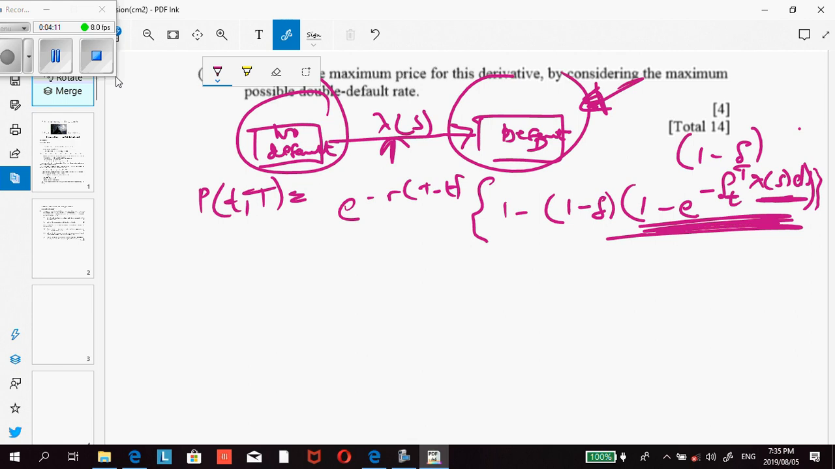Remember, I've been stressing this. This is the probability of default under the two-state model. So this is how we value the price. Now, the question asks you to explain how this two-state model can be generalized to a Jarrow-Lando-Turnbull model.